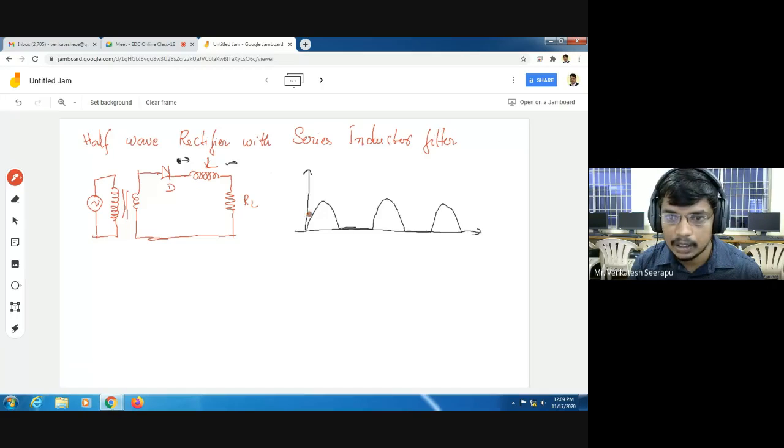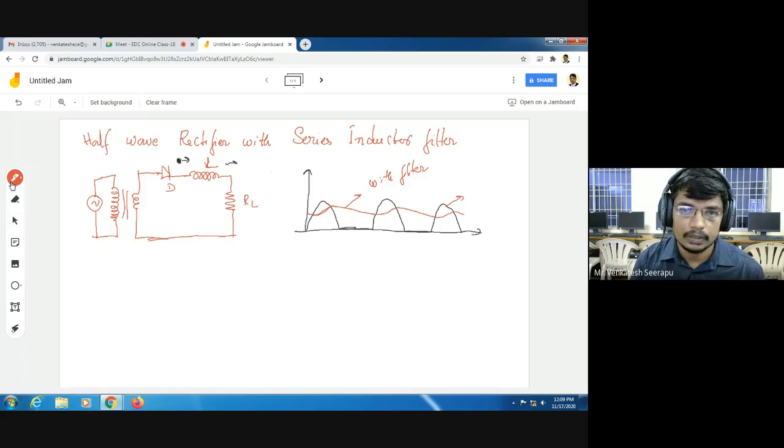However, small AC components are still present. So this is the output waveform of an inductor filter. It looks somewhat like DC, but there are some fluctuations in this DC. That's why after this filter we also use a voltage regulator for constant DC voltage. This is the output waveform with filter, and this is the output waveform without filter.